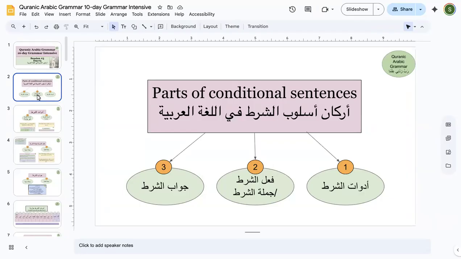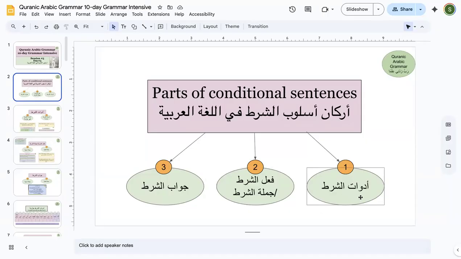Okay, so let's see here. Arkan uslub ash-shart fi al-lugha al-arabiyya. So what are the parts of shart in Arabic? You don't need to worry about any Arabic written there. You just need to worry about these 3 ovals that you're seeing on my screen. Focus, focus, focus, okay? There are 3 parts of shart.